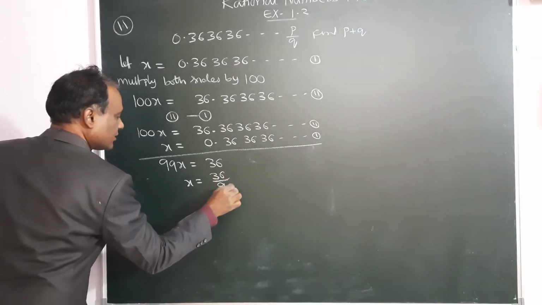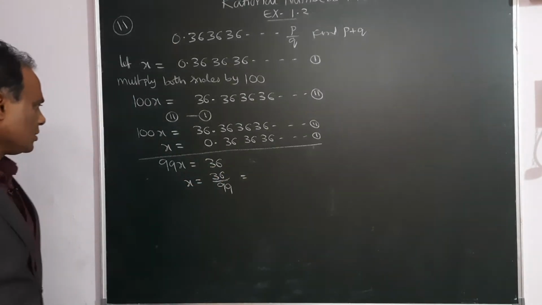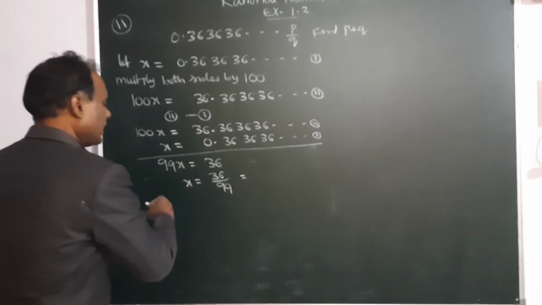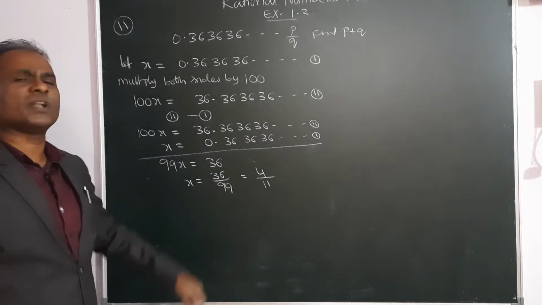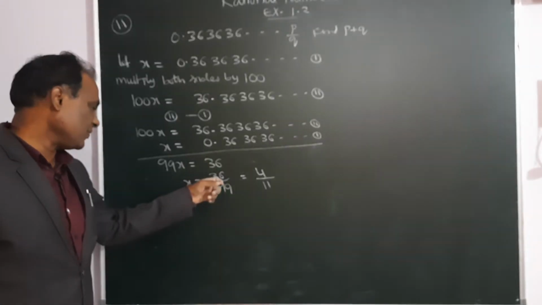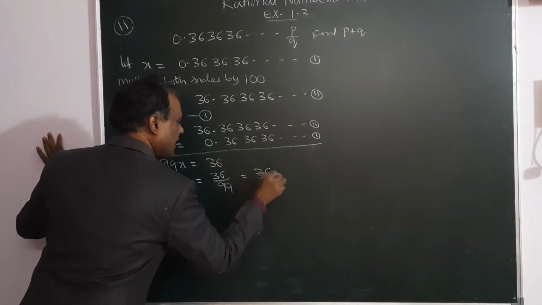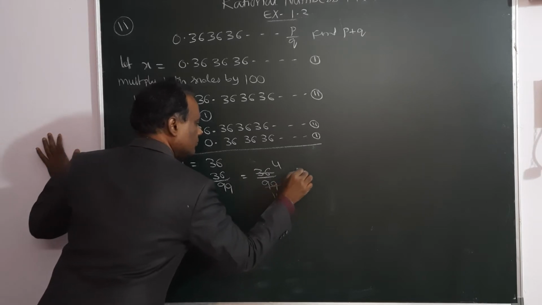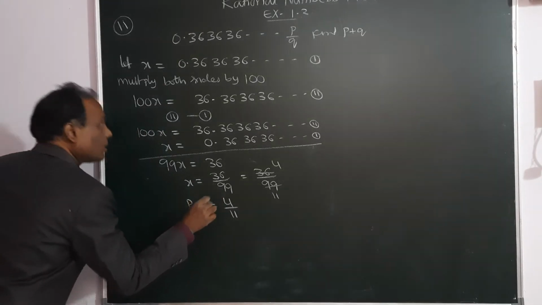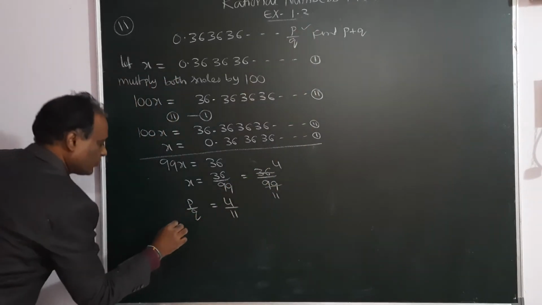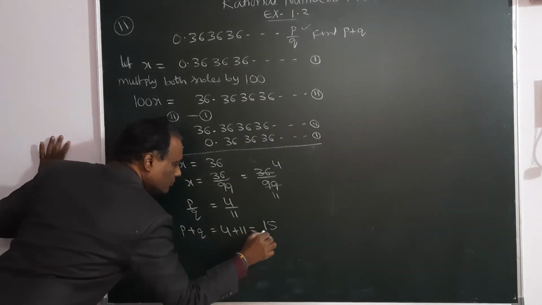So x is 36 by 99. You can cancel with the 9 table: 9 4s are 36, 9 11s are 99. Because a fraction we always keep in the simplest form. So this is given as p by q. What is the question? Find p plus q.